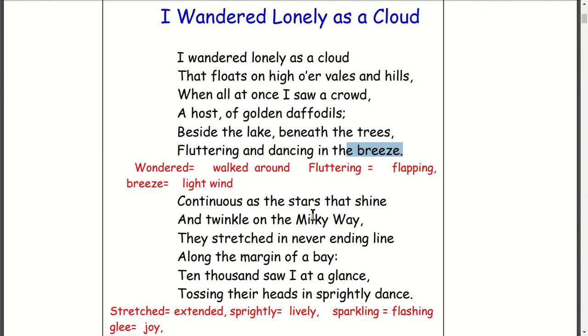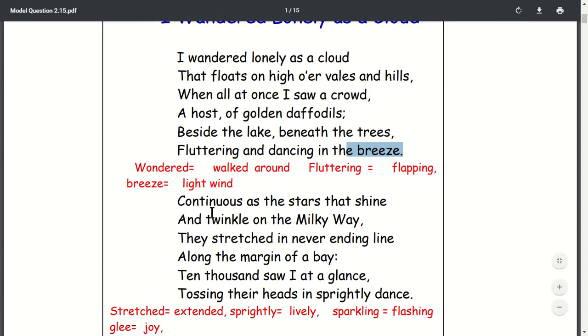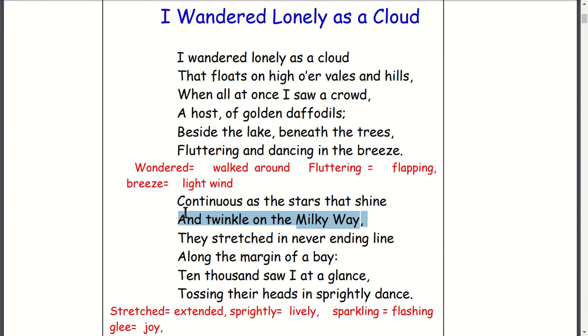Let's see the second stanza here. Continuous as the stars that shine, the poet compares the beautiful flowers with the stars that shine and twinkle in the Milky Way in the sky. Continuous like the stars that shine and twinkle on the Milky Way, they stretched, extended, in a never-ending line. There is a never-ending line here.